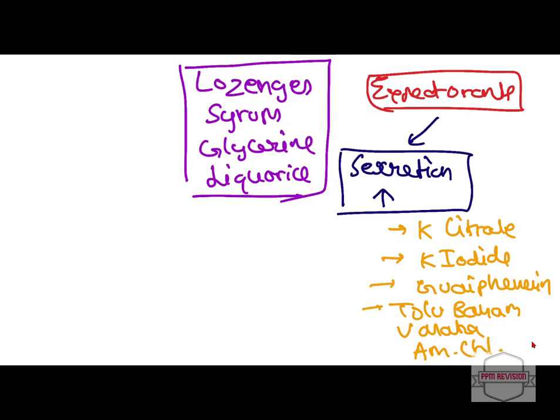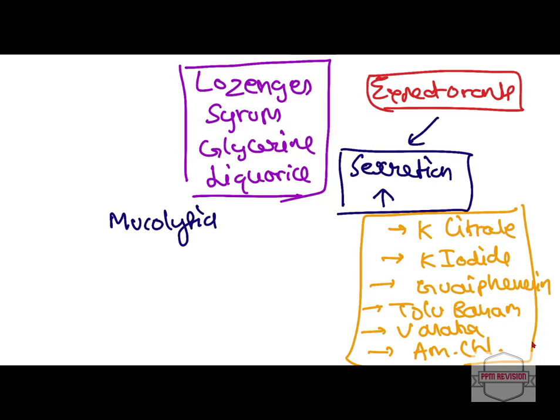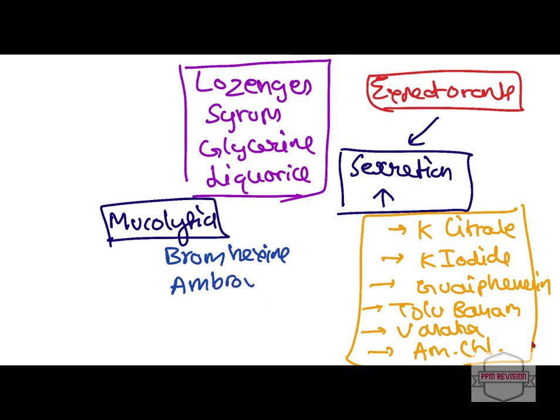While giving the examination we need to know each and every drug, and we need to know which category it falls in, so it becomes important in that aspect. As we saw, these expectorants increase secretion. There is another category known as mucolytics. Under this category of mucolytics there is bromhexine, and there's ambroxol, there is acetylcysteine, and there is carbocysteine.